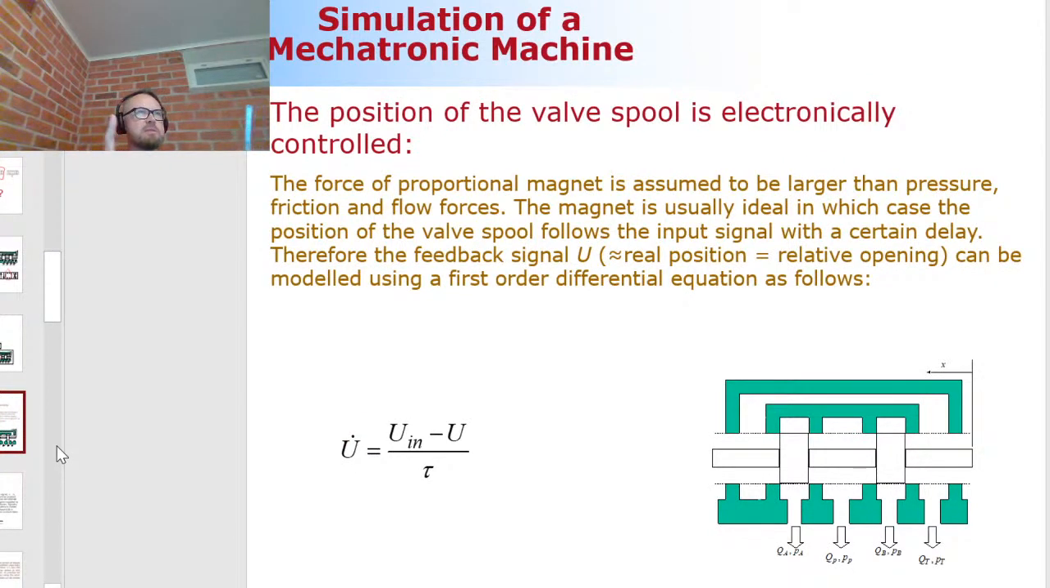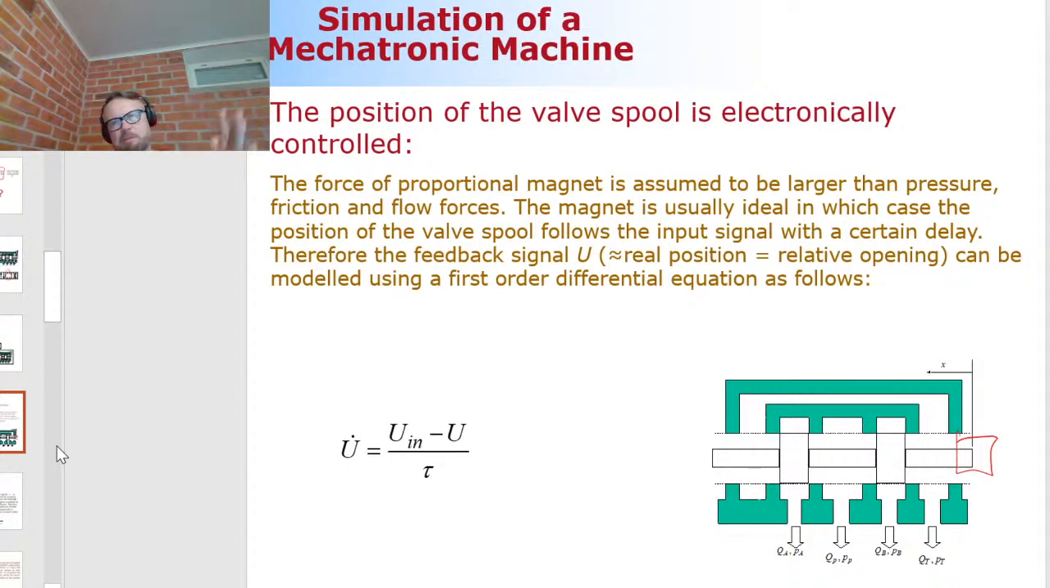From this on, I'm going to discuss valves that are magnetically operated, so only the modern valves. The modern valves are the ones where the spool motion here is controlled by magnets. The first thing to do in the modeling is to figure out the spool position. And the spool position follows the input signal with a certain delay.